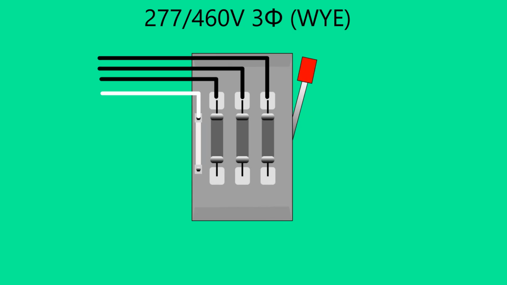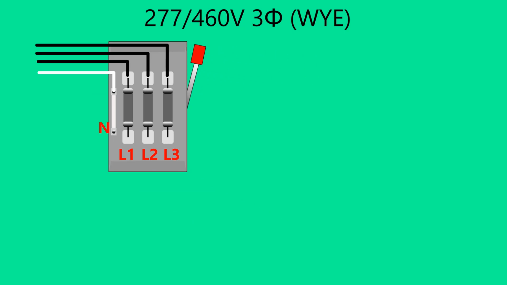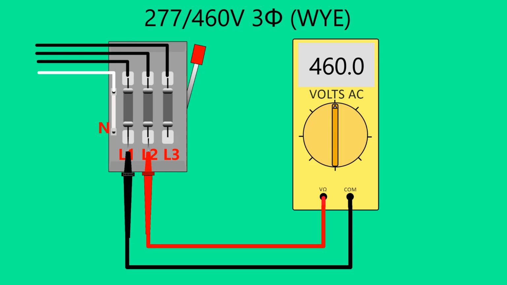Each phase-to-phase voltage of this system is 460 volts. The voltage from line 1 to line 2 is 460 volts. The voltage from line 1 to line 3 is 460 volts. The voltage from line 2 to line 3 is 460 volts.